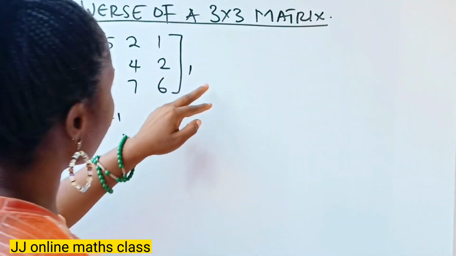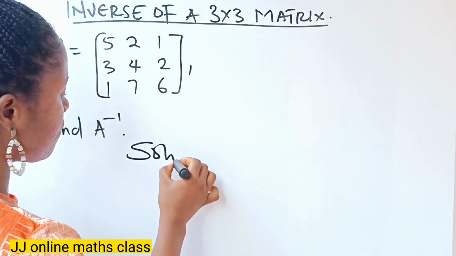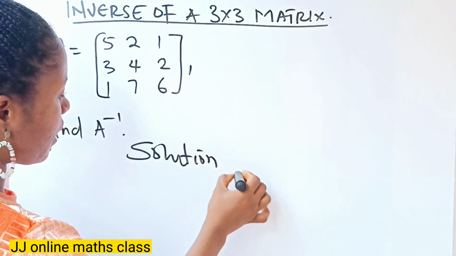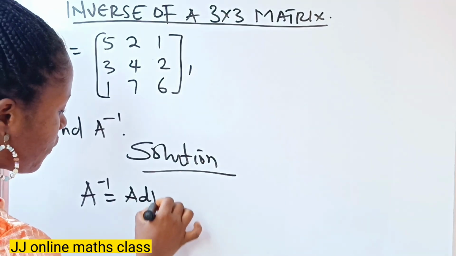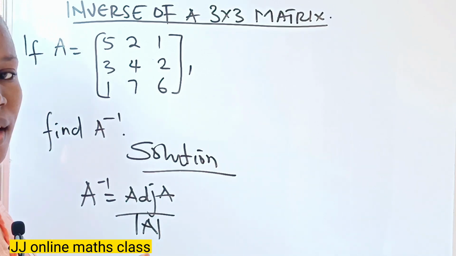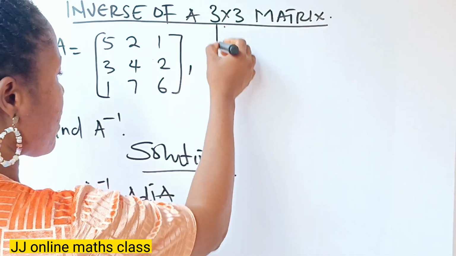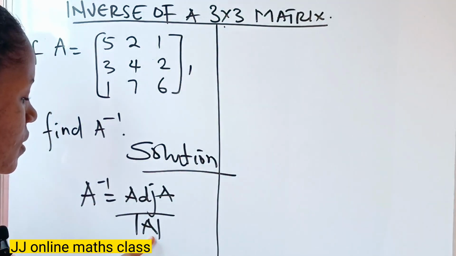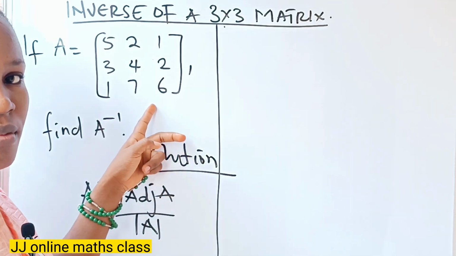Now, for the inverse of a 3 by 3 matrix, we know that if you are asked to find the inverse of a matrix, the formula is A inverse equals the adjoint of A divided by the determinant of A. All right, let's start first of all with the determinant of this A. This is a 3 by 3 matrix.